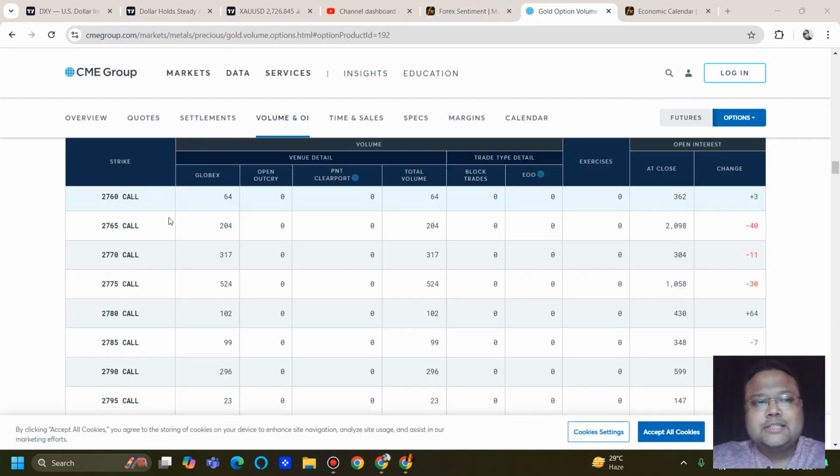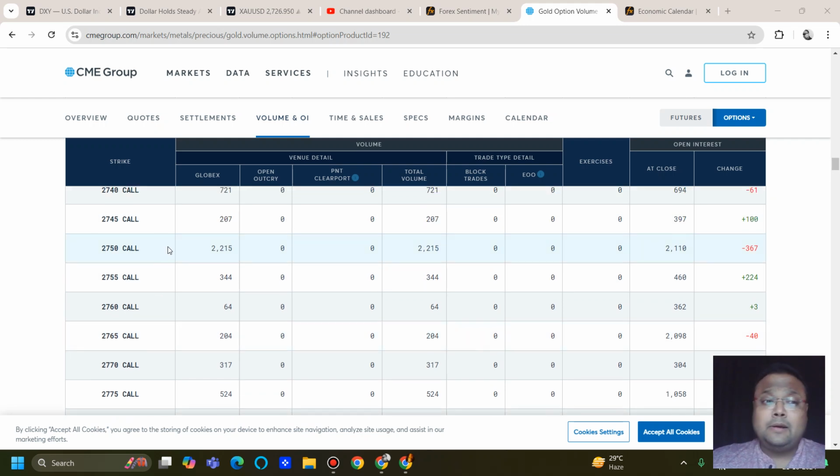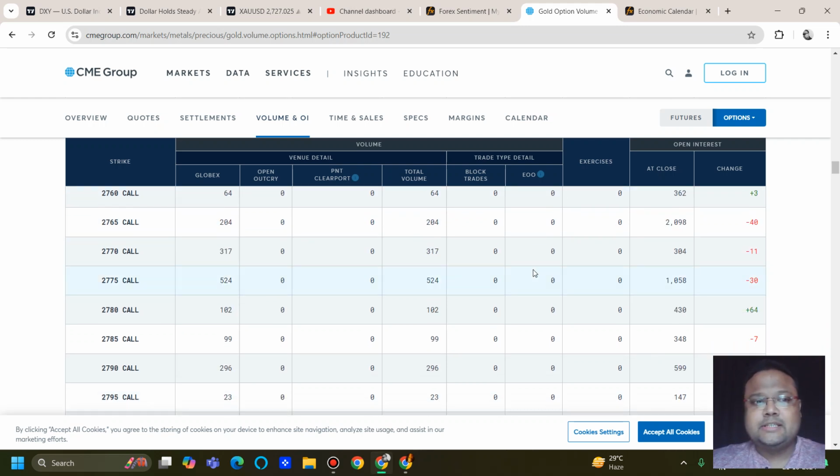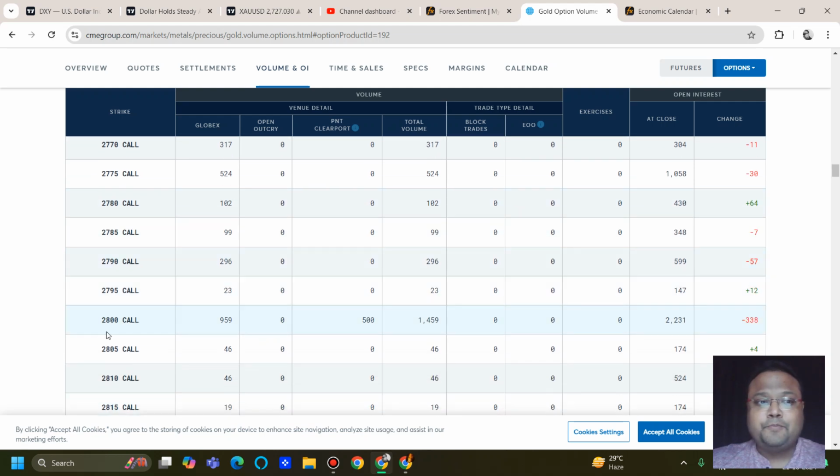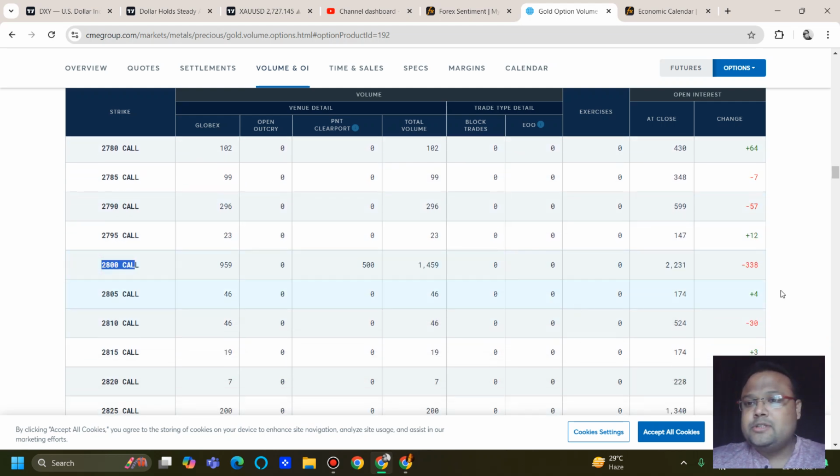And if we look at the contracts data, we have the next big level around 2750, but sadly, the number of contracts is reducing. You can see it was not a big number, but still there is a reduction of contracts, minus 367 at 2750. And at 2800 also we have a considerable reduction of contracts. So from the contracts data also, we do not have any resistance.